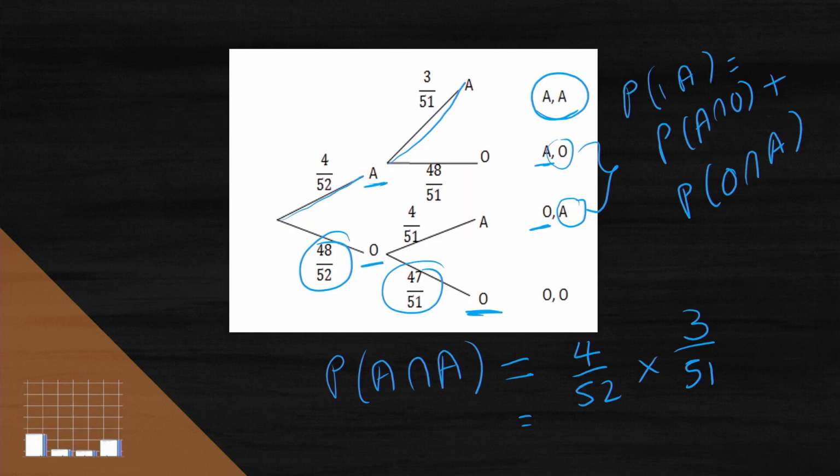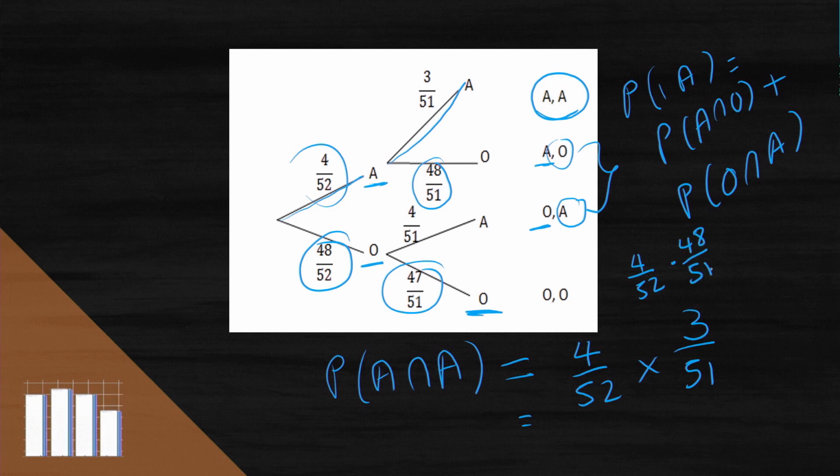So that's going to then be 4 over 52 times 48 over 51, sorry, because obviously our denominator will change because we've taken one card off the pack, plus 48 over 52 times by 4 over 51. Once again, you can add those together and work out the answer on your calculator.